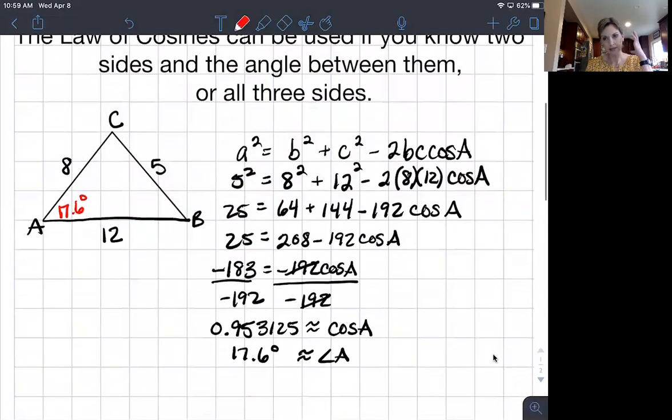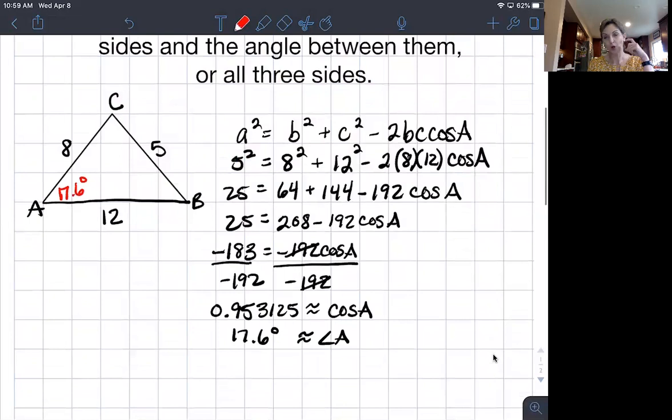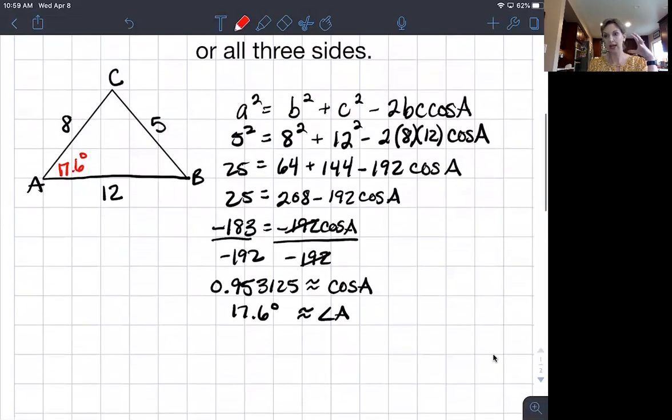Okay, it's not a terrible equation to use, but there are definitely several steps in there to do it. More steps than with the law of sines for sure. So now if you look at that triangle, we now have an angle side pair, right? We know angle A and we know side A.